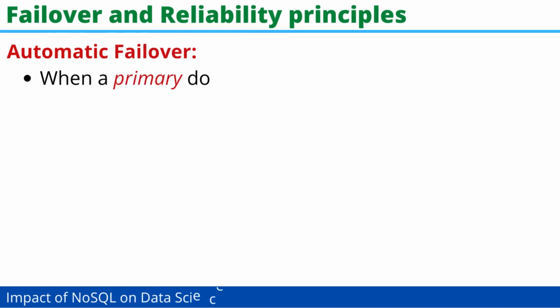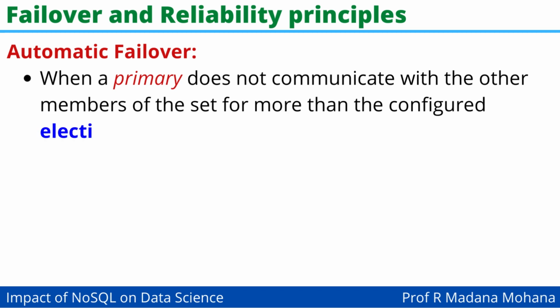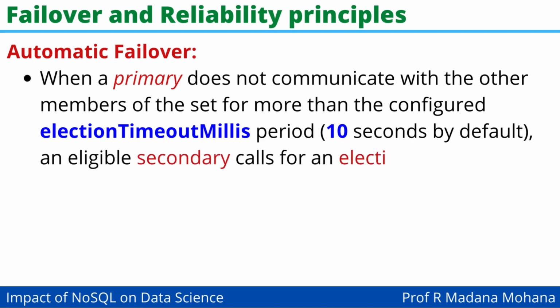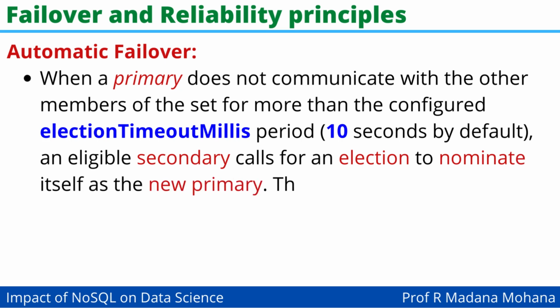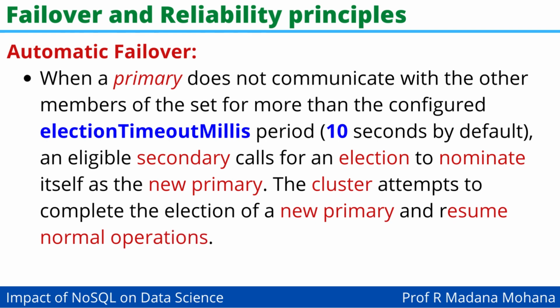Then automatic failover. When a primary does not communicate with the other members of the set for more than the configured election timeout millis period, generally 10 seconds by default, an eligible secondary calls for an election to nominate itself as the new primary. The cluster attempts to complete the election of a new primary and resume normal operations.